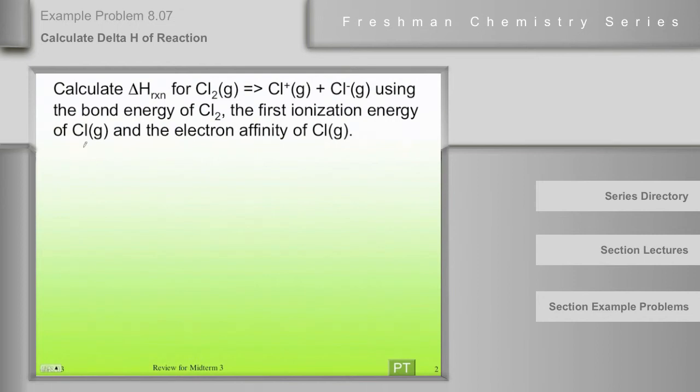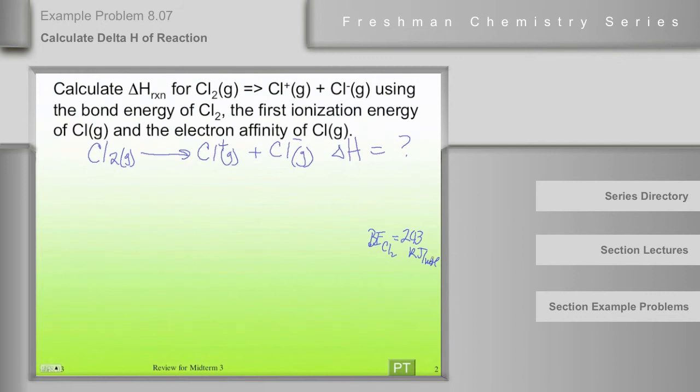So this is the target equation. Cl2 gas goes to Cl plus gas plus Cl minus gas, and delta H equals, we don't know. So we need reactions that will add up to this reaction. Okay? And information that we have, the bond energy of Cl2 is 243 kilojoules per mole.